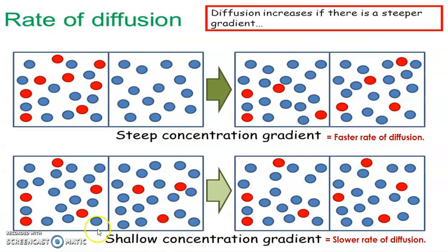Again, another graphic here that you can see. Red particles high on the left, non-existent on the right. You're going to have a quick rate of diffusion until you reach equilibrium. While if you have now 5 red solute particles on one side and only 3 on the other, that's a lower concentration gradient. It'll actually take longer to reach equilibrium in this condition than it would have up here.